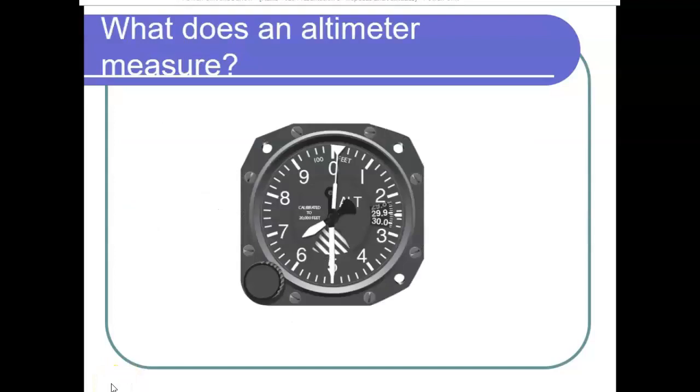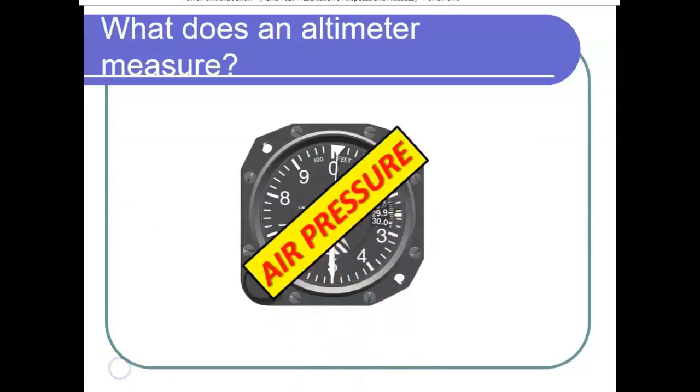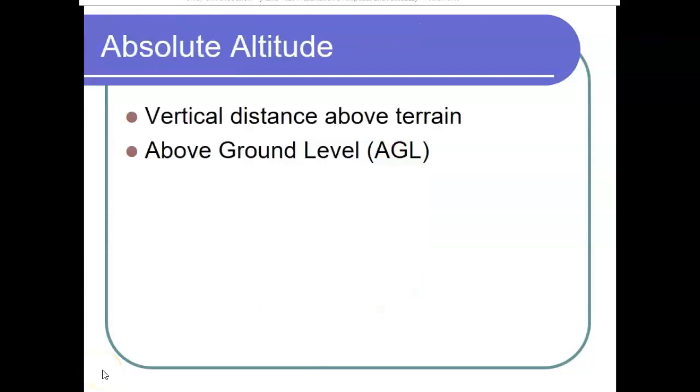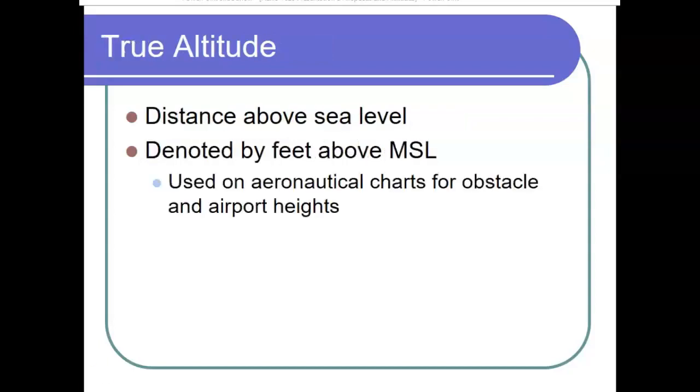So what exactly does an altimeter measure? Remember, an altimeter measures air pressure. Now we can measure altitude in several different ways. The first one is absolute altitude. Absolute altitude is simply the distance above the terrain or above ground level. True altitude is the distance above sea level, and it's denoted in feet above MSL or mean sea level. And you can see true altitude on aeronautical charts for obstacle and airport heights.